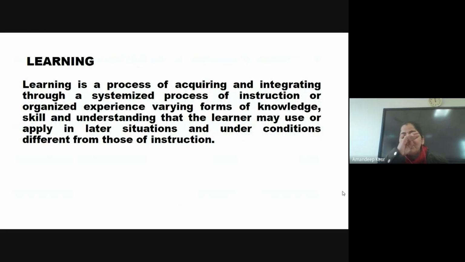So these were the characteristics of the new generation student. Now come to the learning part. So learning is the process of acquiring and integrating through a systemized process of instruction and organized experiences that are varying from knowledge, skill, and understanding that the learner may use and apply in a later situation and under conditions that are different from those of the instruction.